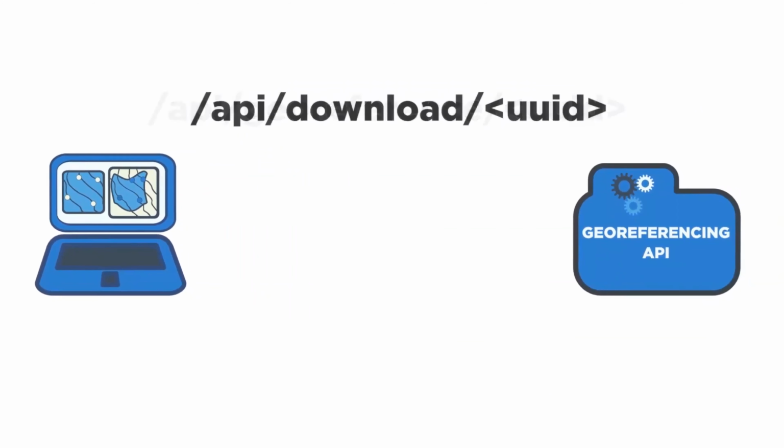The download route is a simple GET request to /API/download and the unique identifier used in the previous requests. The response is the full resolution image that is now georeferenced and ready to use in any GIS application. And that is the full workflow for the interactive method of georeferencing.